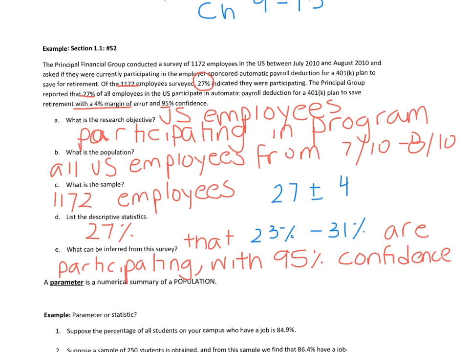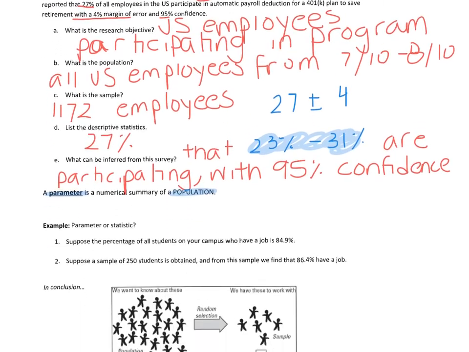Okay, so what we're doing in this example, when we're doing this 23 to 31%, again, we're trying to estimate all employees in the U.S. between these two months, okay? So we're saying that the actual population is between these two percentages. So we're really estimating something called a parameter. A parameter is a numerical summary, this time about a population. All right, so inferential statistics estimate a parameter.